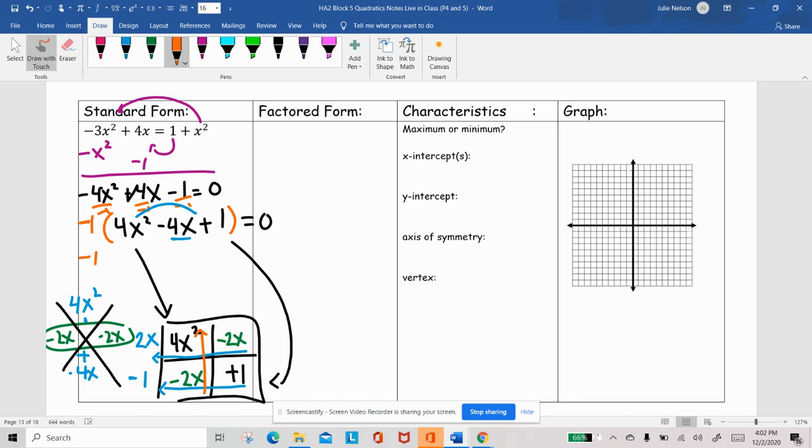What does 4x squared and negative 2x have in common? They both have a 2x. And what does negative 2x and positive 1 have in common? Notice it starts with a negative. So I'm factoring out a negative and they both divide by 1. So my factors, my two parentheses, one is 2x minus 1, and the other one is 2x minus 1. So this is what we called factored form.